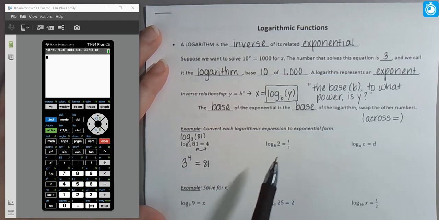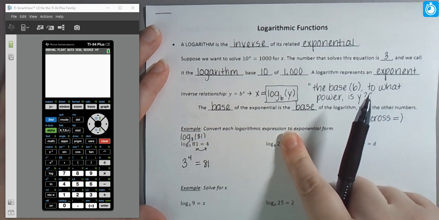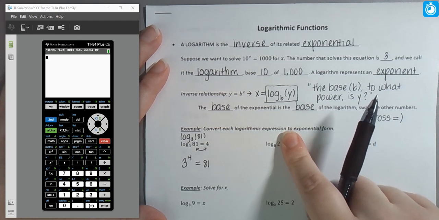Okay, next one. Log base 8 of 2 is equal to 1/3. So if we were to think of this as a question, it's asking the question, 8 to what power is equal to 2? Well, how do we take something and apply an exponent and get a smaller number? Well, that means we have to have a fractional exponent.